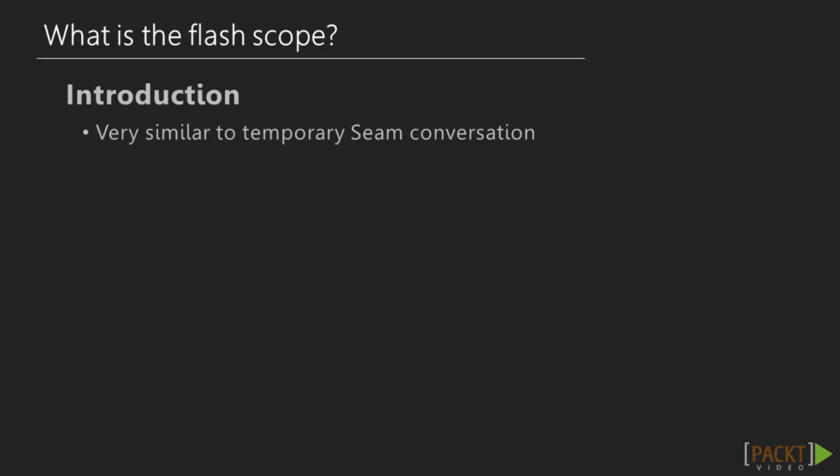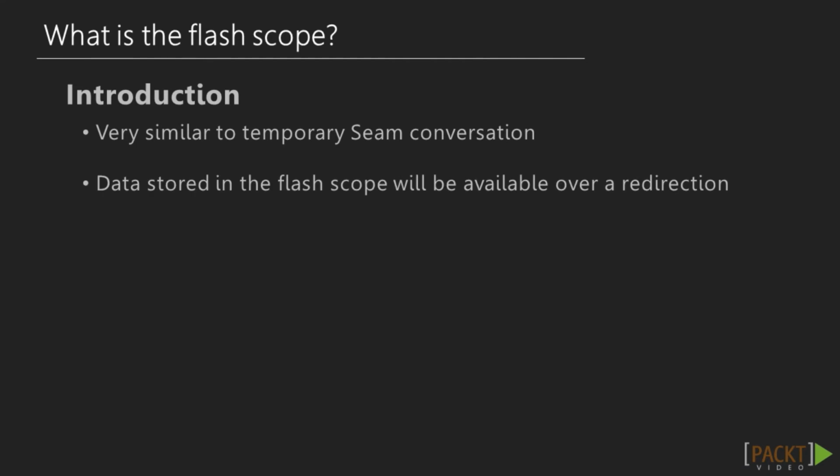For those who are familiar with Seam, the flash scope is very similar to the temporary Seam conversation. In other words, the flash scope is a very handy tool when you need to pass parameters over a redirection without storing those parameters in the session. The parameters stored in the flash scope will be available over a single redirection, and they will be discarded afterwards.